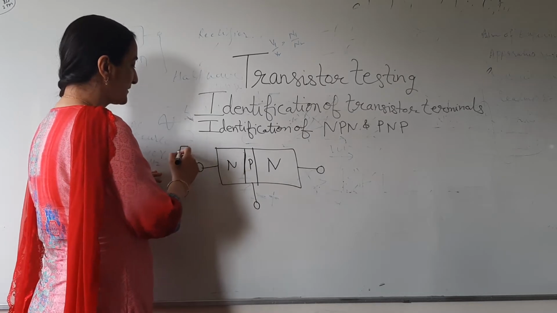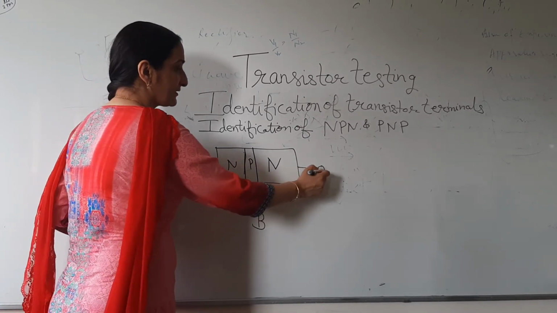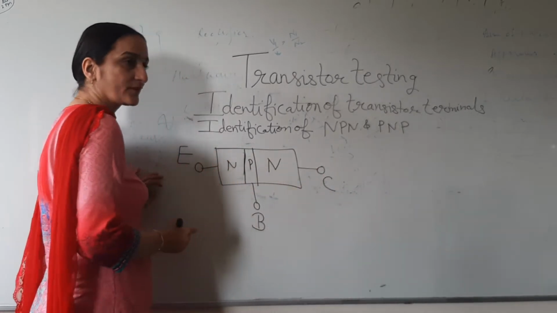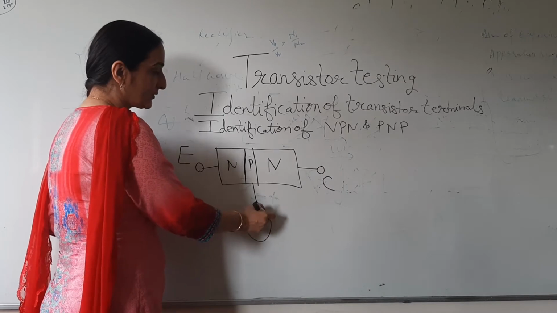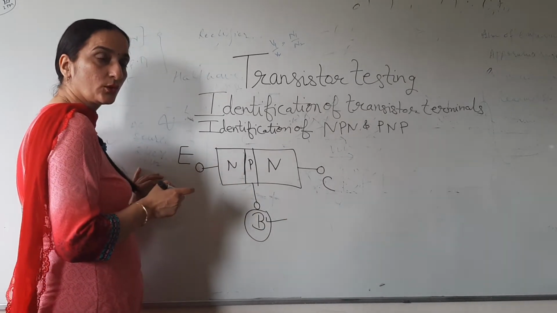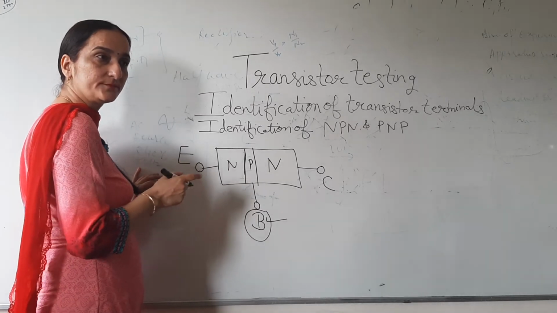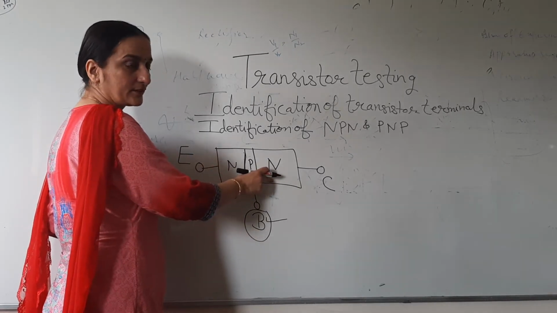The leftmost terminal is named the emitter. This is the base. This is the collector. So, what gives a transistor an advantage over a diode is that the base terminal can control the amount of current flowing between emitter and collector.